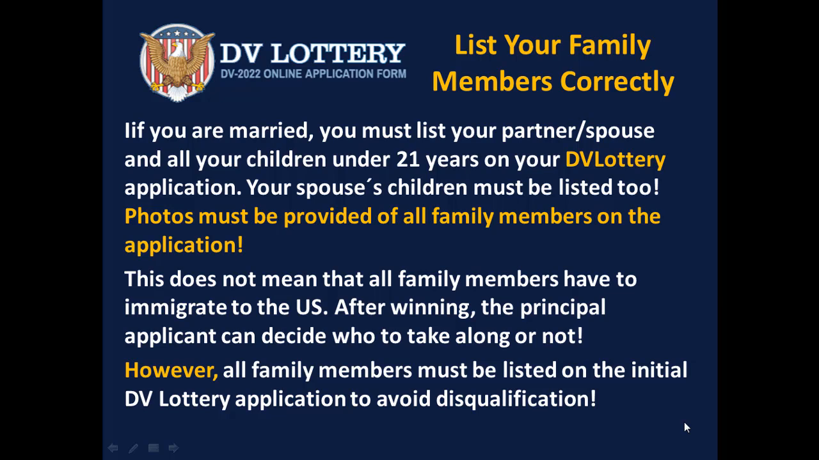And list your family members correctly. If you are married, you must list your partner or spouse and all your children under 21 years on your DV lottery application. Your spouse's children must be listed too. Photos must be provided of all family members on the application. This does not mean that all family members have to immigrate to the US. After winning, the principal applicant can decide who to take along or not. However, all family members must be listed on the initial DV lottery application to avoid disqualification.